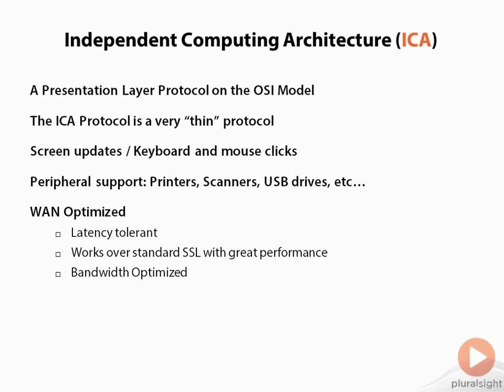So the bandwidth optimization of the ICA protocol allows you to say, I only want the printer bandwidth to consume, say, 10% of my overall bandwidth. I only want my USB to consume 5%, and I want to give all the rest to screen updates, keyboard, and mouse clicks. In this manner, you're doing a sort of quality of service. You're optimizing the existing bandwidth to make sure that the user experience doesn't suffer, and things like printing don't take up the majority of the bandwidth that's available.